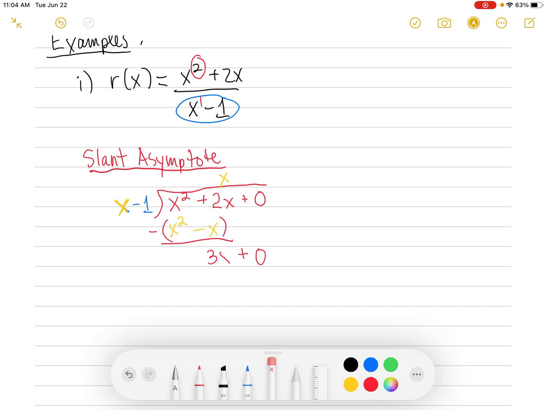Now I'm going to ask the question, what times this yellow x out front is going to give me this 3x? Well, it's going to be a positive 3. So I'm going to put a positive 3 up top in the constant column. So I'm going to take 3 times x is 3x. I'm going to take 3 times negative 1 is negative 3. And I'm going to subtract.